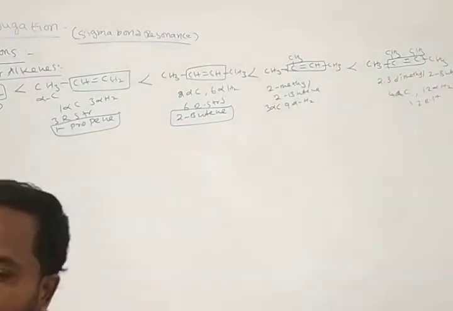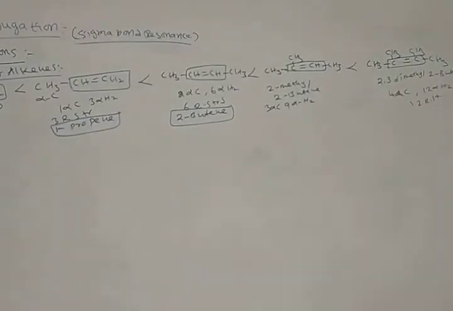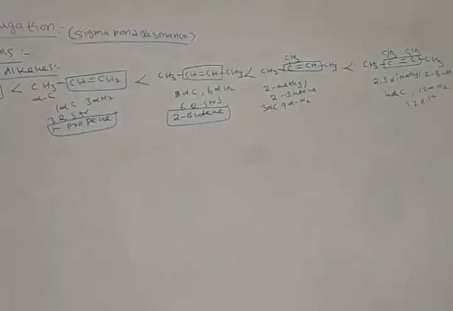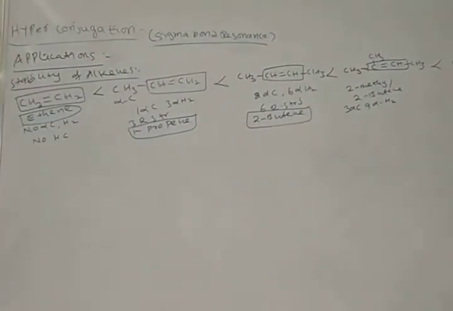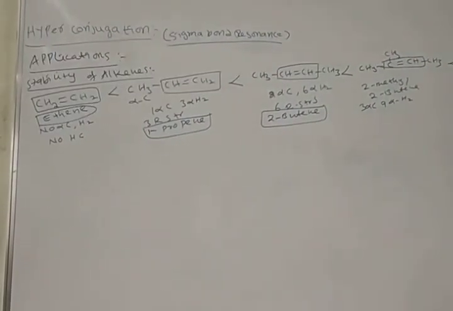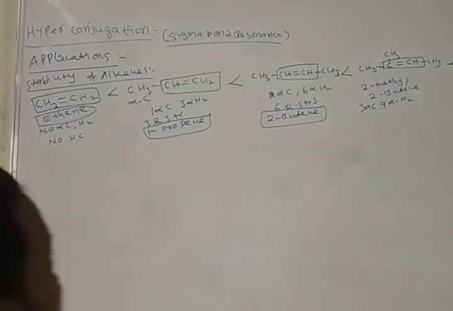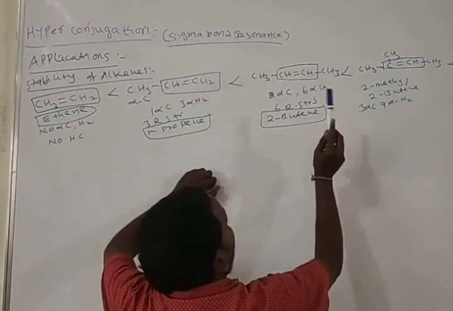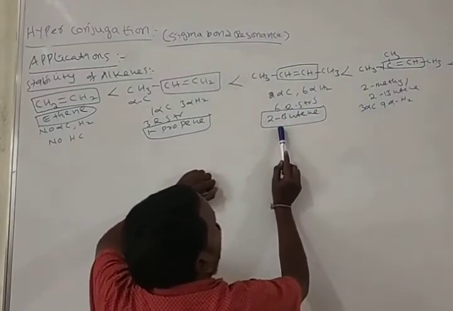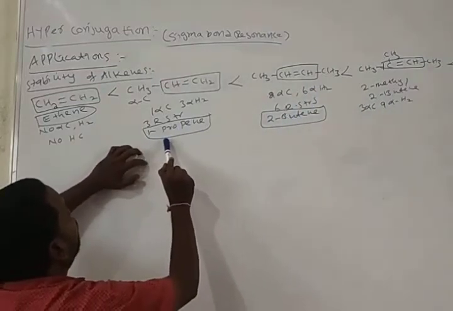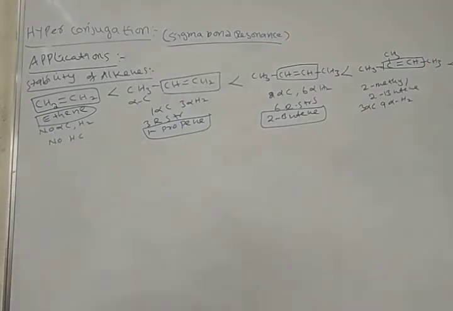See here, 2,3-dimethyl 2-butene is more stable than 2-methyl 2-butene. And this is more stable than 2-butene. This is more stable than 1-propene. This is more stable than ethene. Okay, this is the explanation of the stability of alkenes by the hyperconjugation concept.